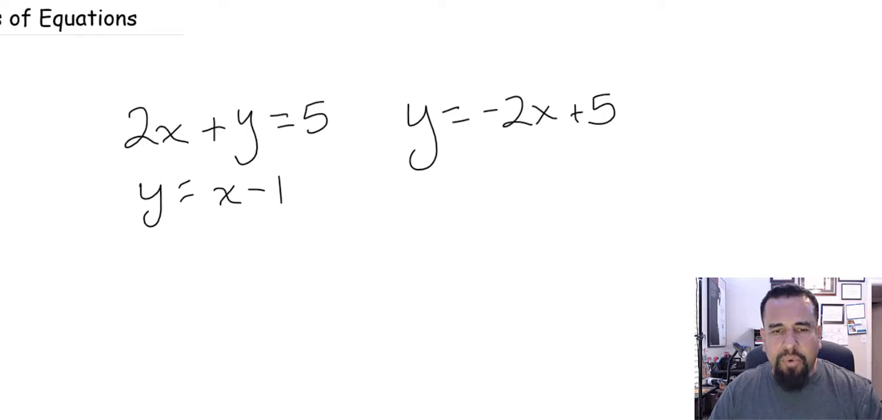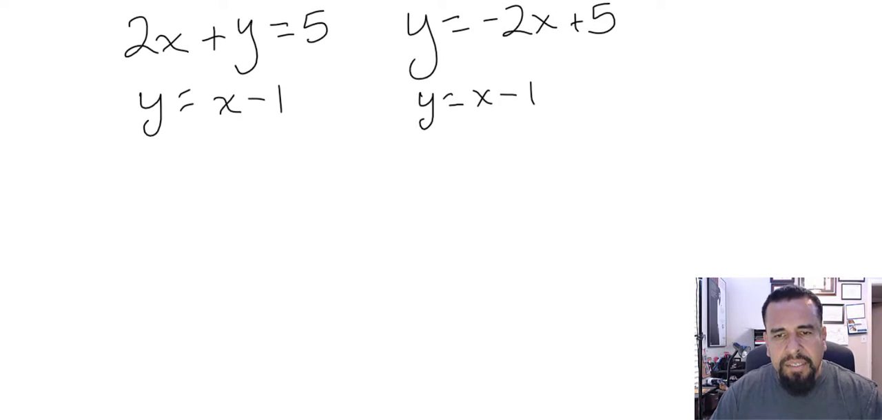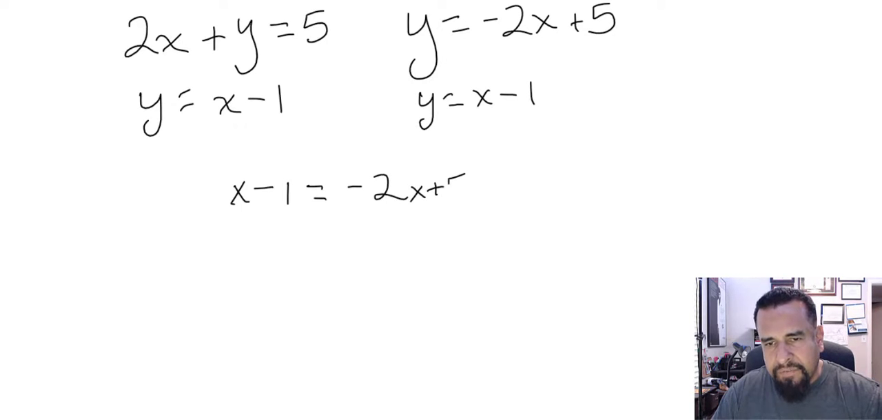Now this is my equation here, and my other equation is y equals x minus 1. So all I'm going to do right now is set them equal to each other. So we've got x minus 1 equal to negative 2x plus 5.